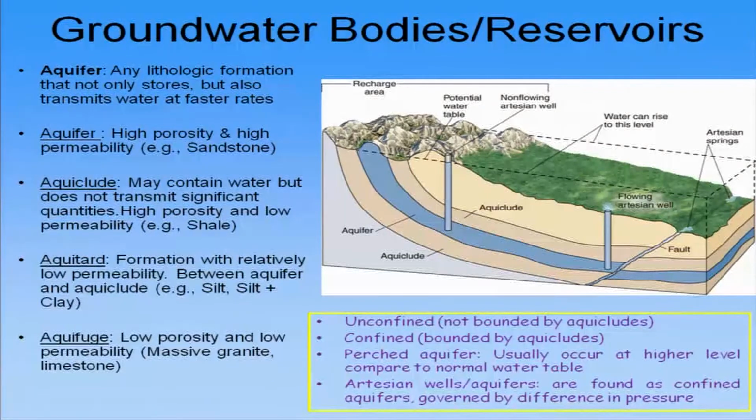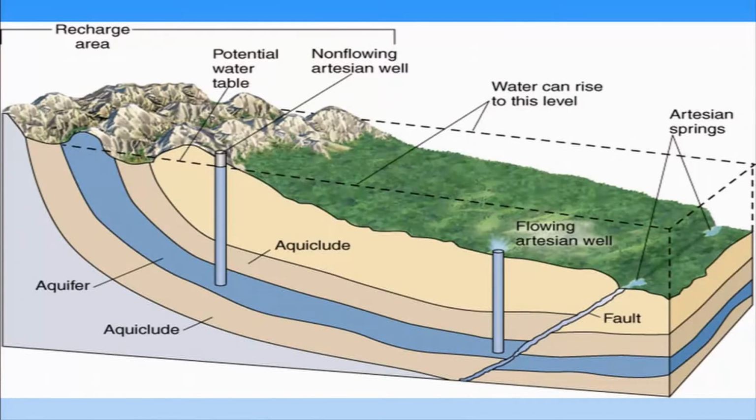Then artesian wells, as has been shown here. Artesian well as well as artesian spring are found as confined aquifer, governed by difference in pressure, and this difference in pressure is because of the hydraulic gradient. So this is the same diagram which you can go through, which talks about the different groundwater bodies: aquifer, aquiclude, artesian well, artesian spring, etc.